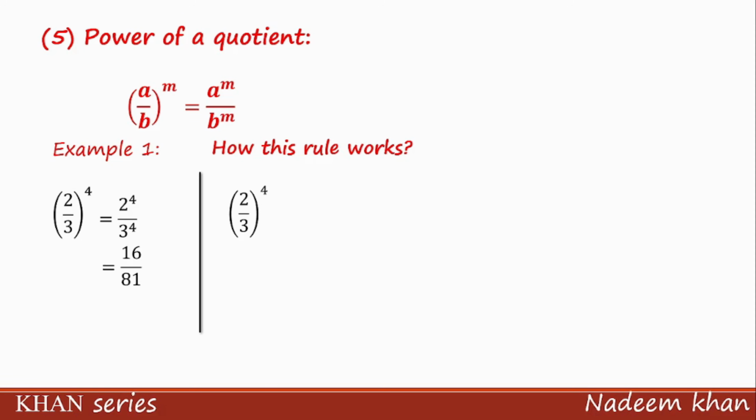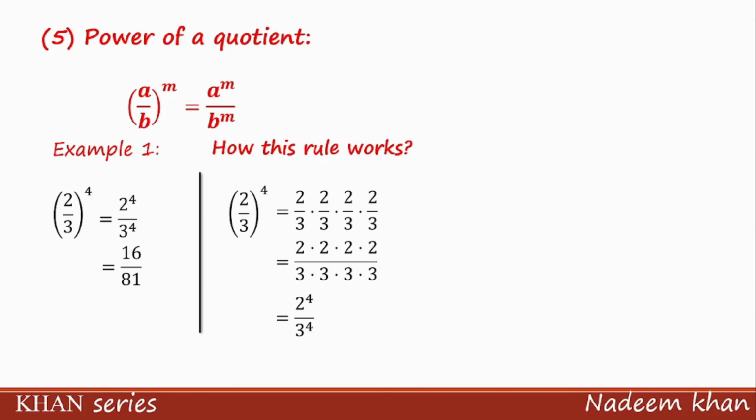2 divided by 3 whole power 4. The exponent 4 means the base 2 divided by 3 is multiplied by itself 4 times. And numerator 2 is multiplied by itself 4 times and denominator 3 is multiplied by itself 4 times, which is 2 to the power 4 divided by 3 to the power 4, which is 16 divided by 81, which is exactly what the rule gives us.